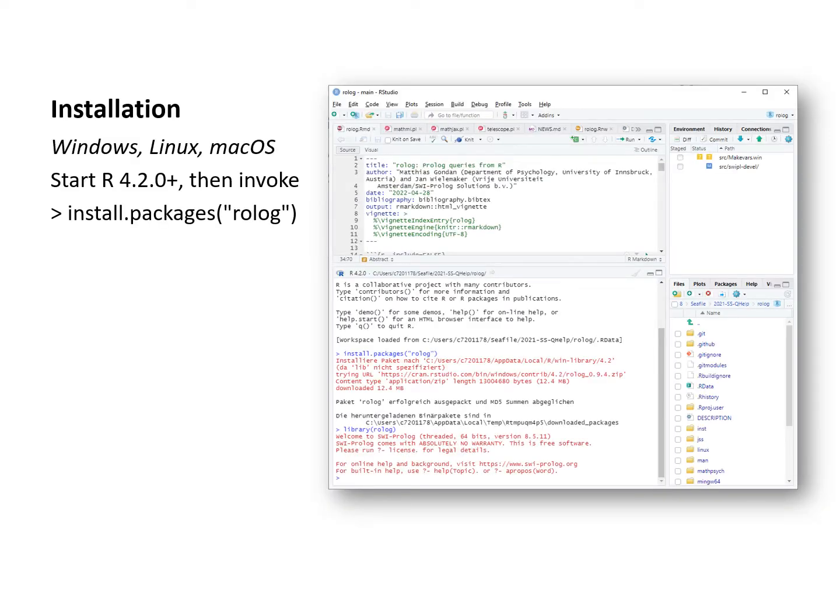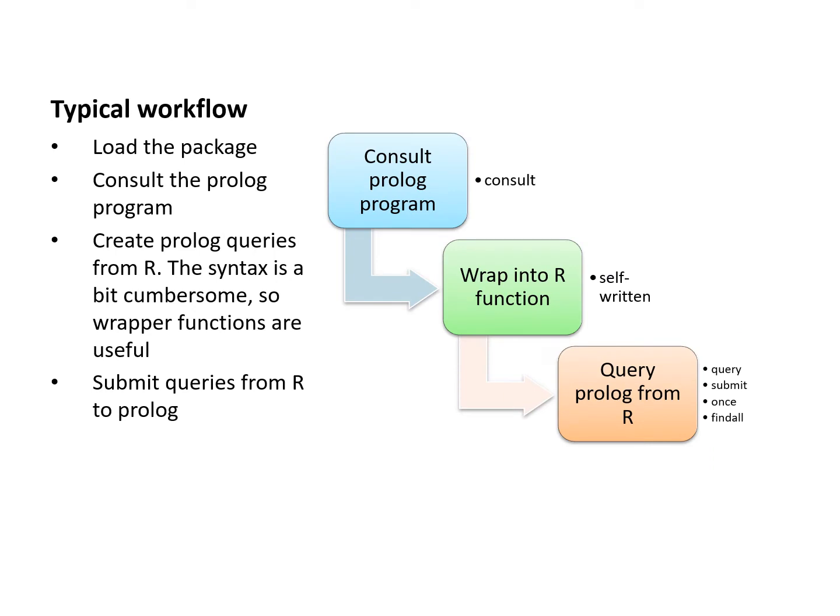Installation is very easy because the package is already available on CRAN, so you just type it in or use it from the menu: install packages, rolog. The typical workflow is to load the package and then consult a Prolog program. Then we can create queries from R to Prolog. Because the two languages are quite different, you'll see that the syntax is a bit cumbersome. Therefore, one would typically wrap the queries into R functions with a simpler syntax. And then we submit the queries to Prolog and collect the solutions.